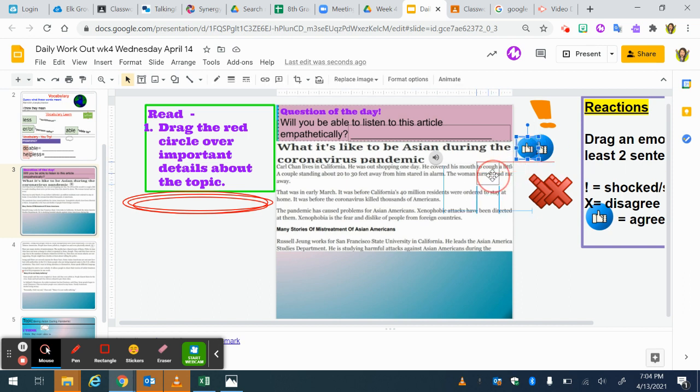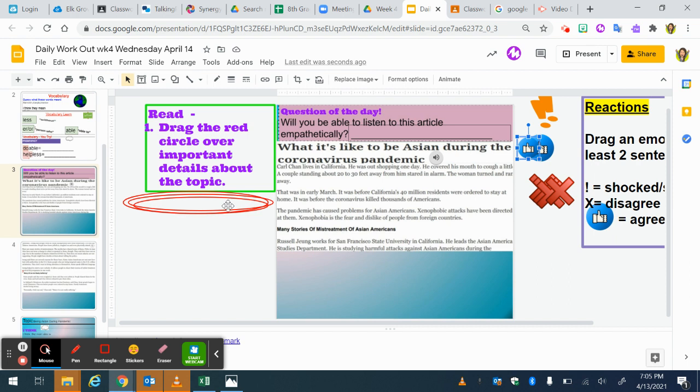Maybe you want to drag a reaction over, that if you like or agree with it, or if you disagree, or if you were shocked or surprised. Okay? So if you are a student that has a difficult time remembering what you read or getting distracted, chunk your reading. Read one paragraph and then react. Read another paragraph and react, or read 2 paragraphs at a time and stop. So go ahead and read the article.